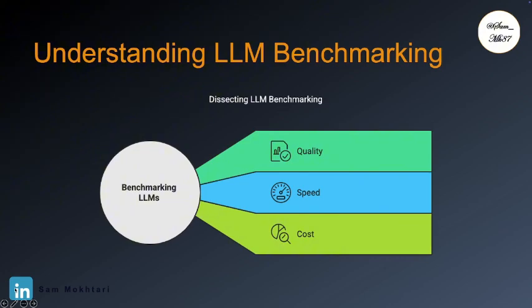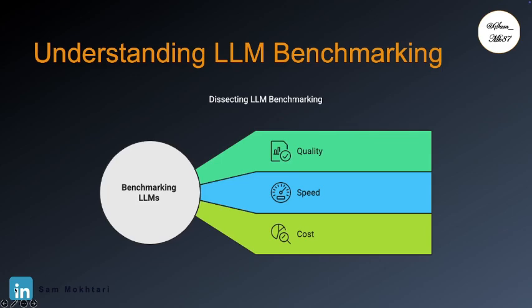Speed is another pillar, which is especially important for real-time application use cases such as the chatbot. In this pillar, we measure how fast the model can process information and generate responses. Metrics like inference speed, throughput, and latency come into play in this pillar.